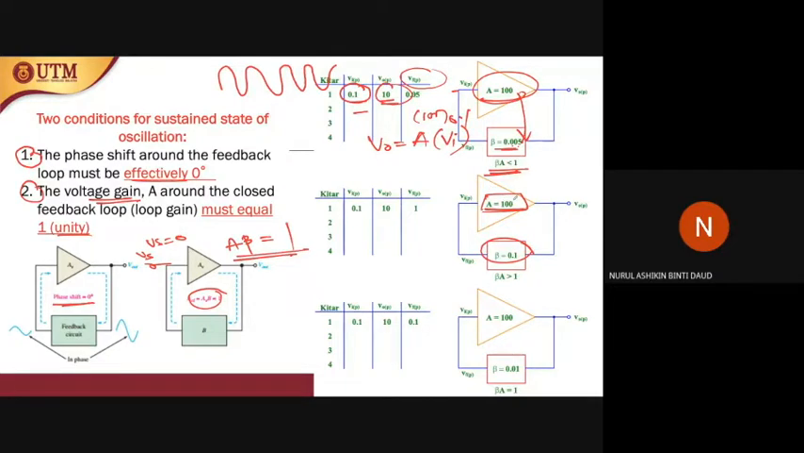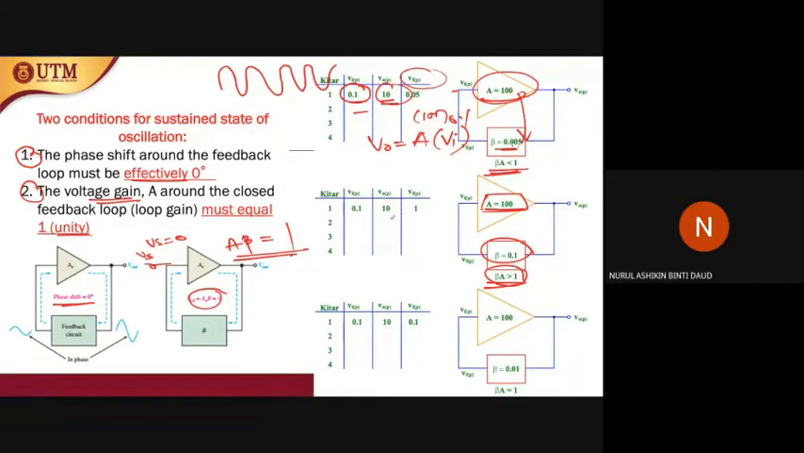The gain value is uniform, constant. Only the feedback can change. So if you increase the feedback a little bit... if you increase too much, for example, from 0.005 to 0.1, it will make the beta A value more than 1. More than 1, right?